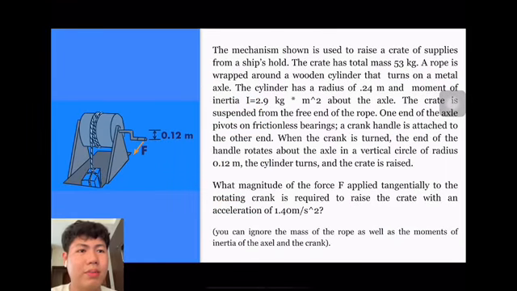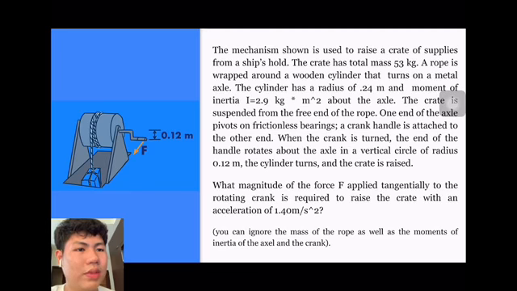For our second problem, we have this photo. The mechanism shown is used to raise a crate of supplies from a ship's hold. The crate has a total mass of 53 kilograms. A rope is wrapped around a wooden cylinder that turns on a metal axle. The cylinder has a radius of 0.24 meters and moment of inertia I equals 2.9 kilogram meters squared about the axle. The crate is suspended from the free end of the rope.